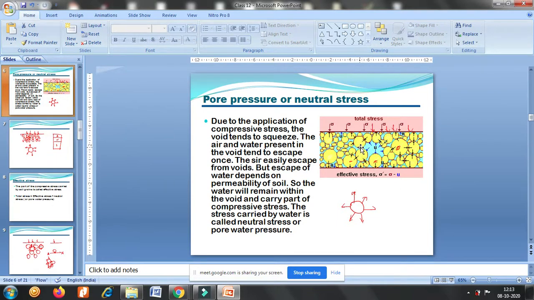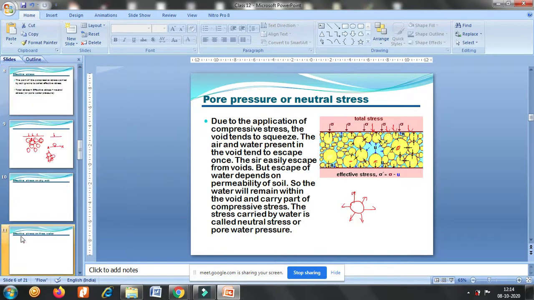If you see in this diagram, these are the stresses between the grains, and that is called the effective stress. This is the stress given by the soil above, that is the total stress, and this is the water present within the void, which will act in the opposite direction to the total stress. That stress is called the hydrostatic stress, which is the neutral stress or the pore water pressure. Now if we want to find out the relationship between the total stress, effective stress, and the pore water pressure, let me go to another slide.